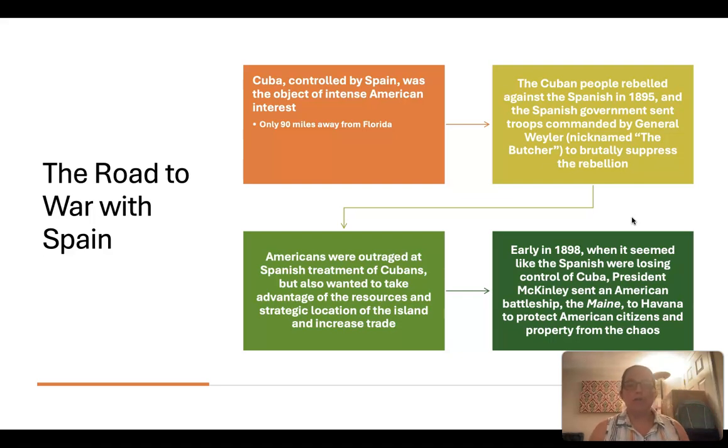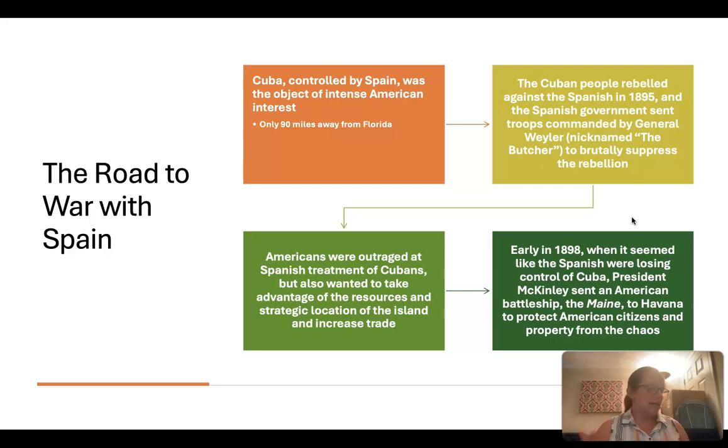The Cuban revolt flares up again in 1895, and the Spanish government responds by sending a man named General Weyler, his nickname was the Butcher, with troops to Cuba to brutally suppress this rebellion. Weyler begins putting the Cuban people into what he called reconcentration camps. And Americans are outraged at this.